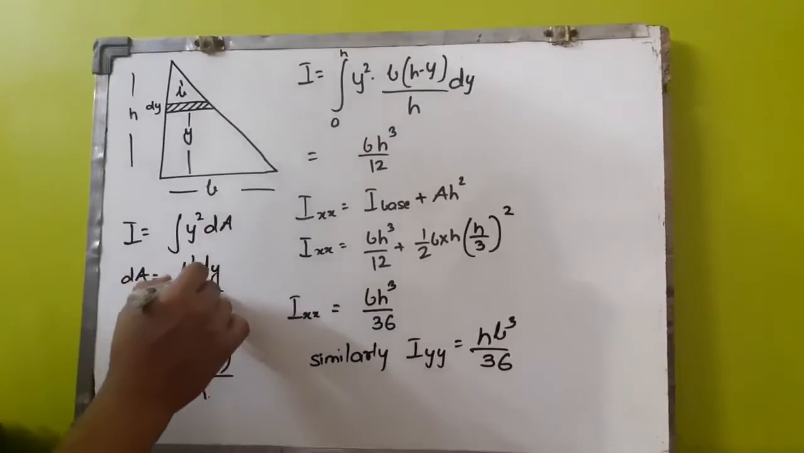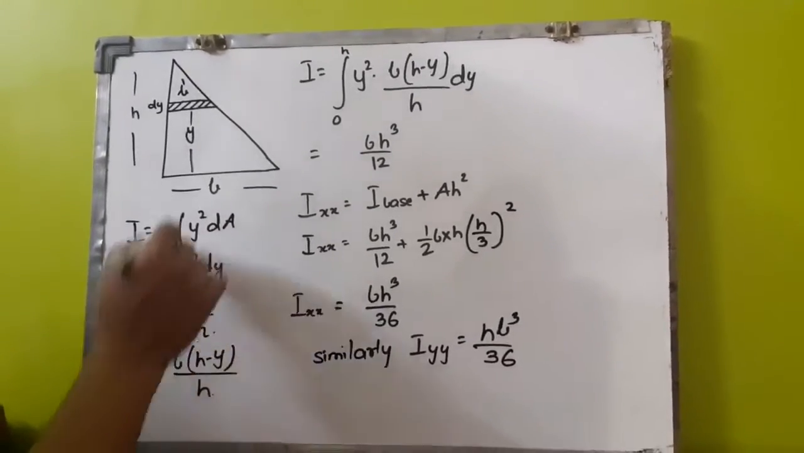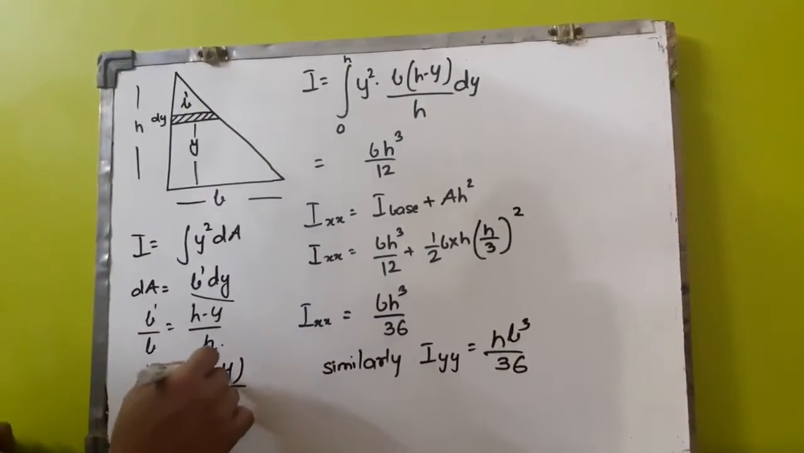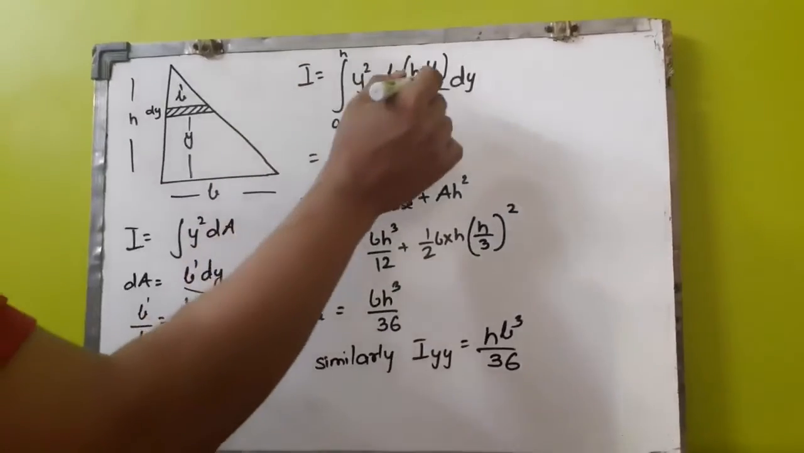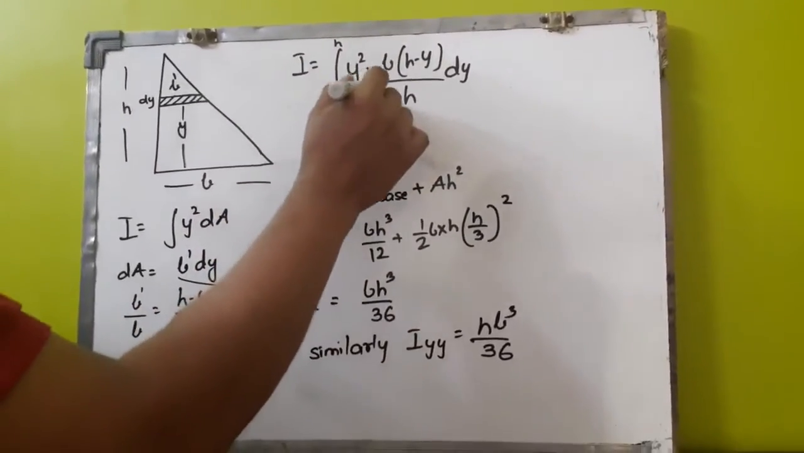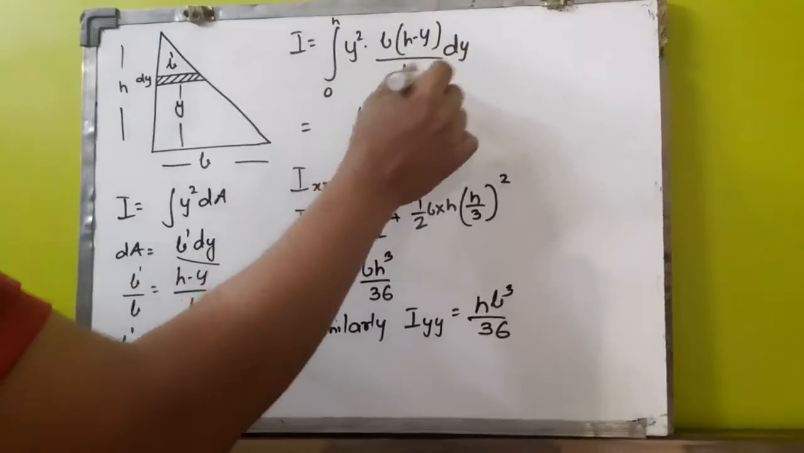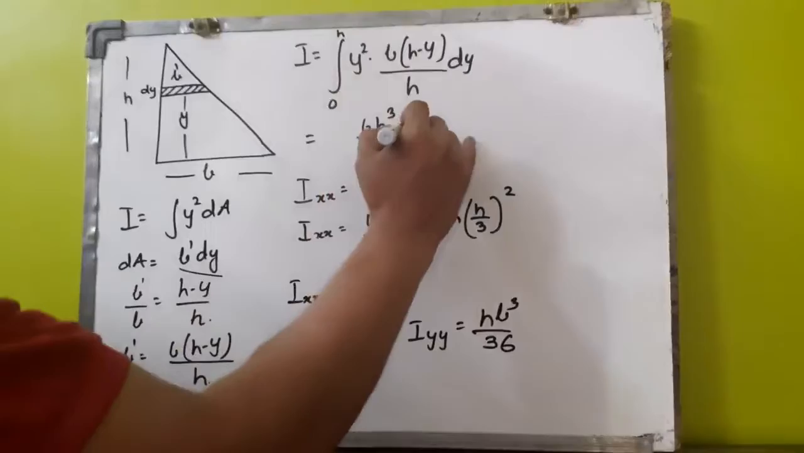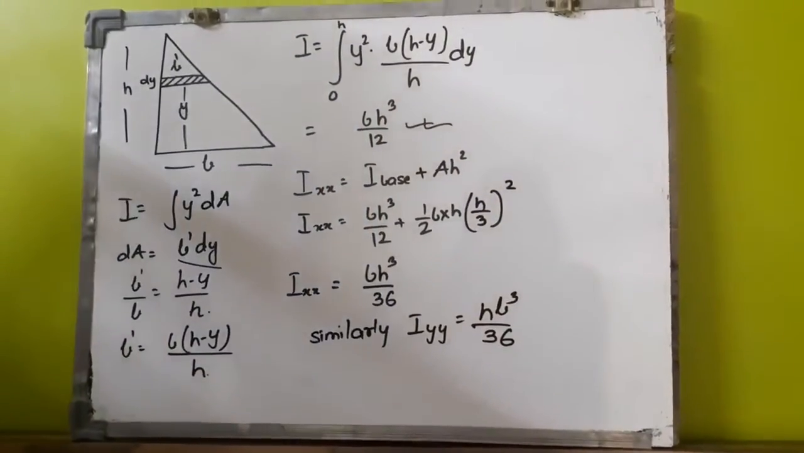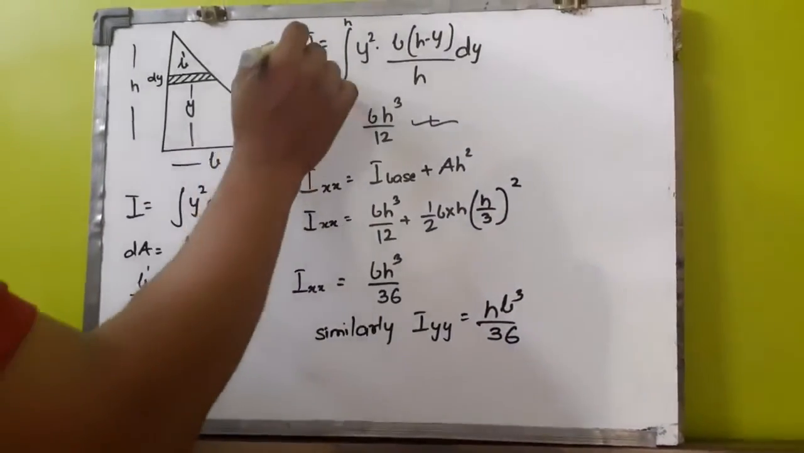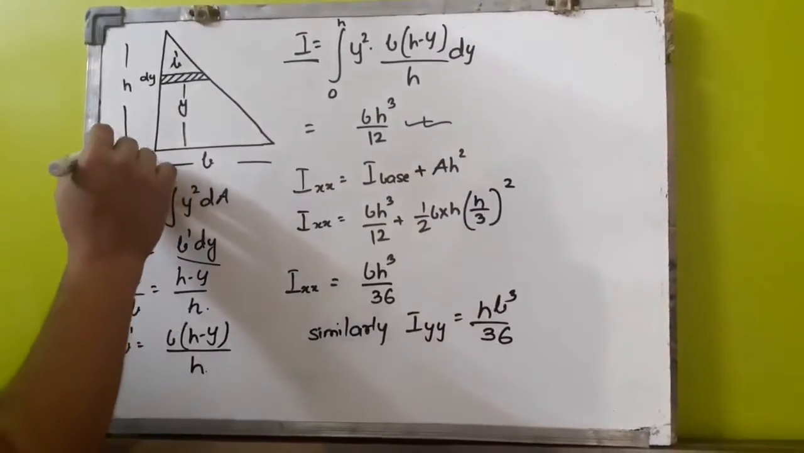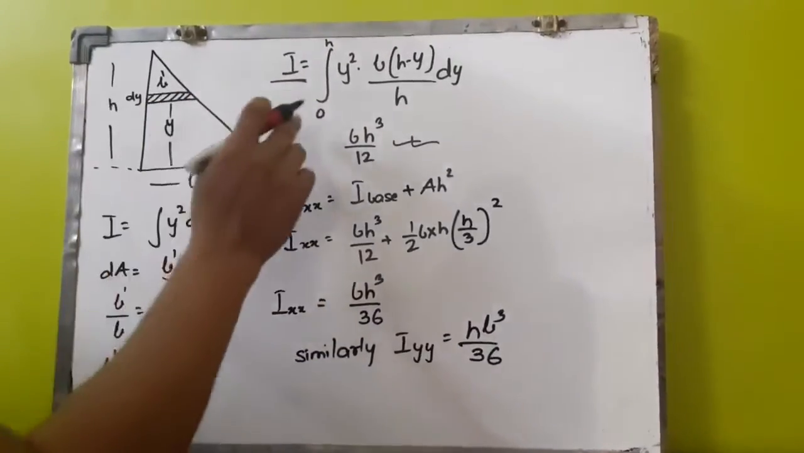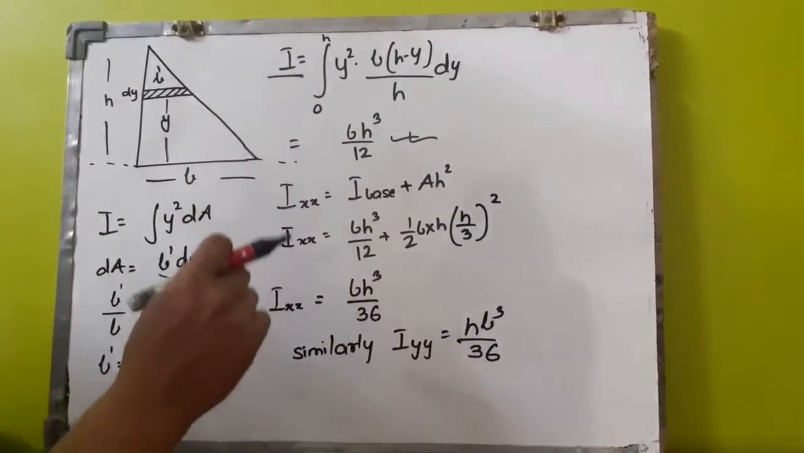Now we need to calculate the value of b dash by b by similar triangles. b dash by b is equal to h minus y by h. So b dash becomes equal to b into h minus y by h. If you put down these values, I is equal to integral of y square into b into h minus y by h into dy, and the limits of integration are 0 to h, you get bh cube by 12. Now the thing worth noting here is, this I that you have got is with reference to the base. This is not with reference to the centroidal axis. We have derived this just to make our problem easier.